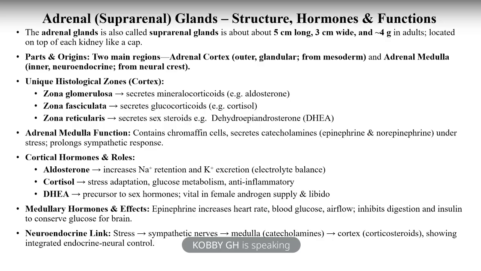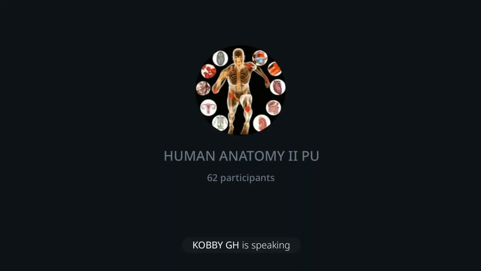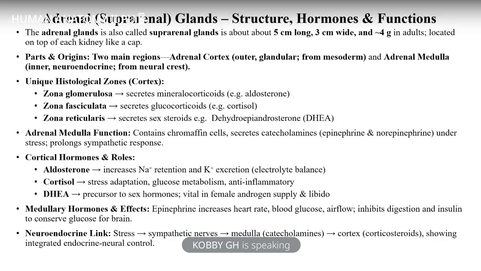Now, another question. The following hormones are produced by the adrenal medulla, except: A, dopamine, B, epinephrine, C, norepinephrine, and D, aldosterone. What would be your answer? Aldosterone. That is correct. That is aldosterone. Okay, that is fine.